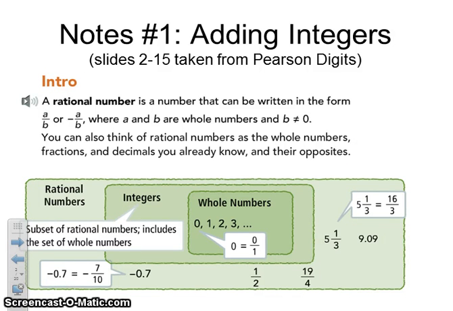Everybody. Today we're going to talk about adding integers. Before we get started with adding integers, I want to talk about rational numbers. Rational numbers are any number that can be written as a fraction, a positive or a negative fraction. And that includes decimals and fractions and whole numbers and integers.